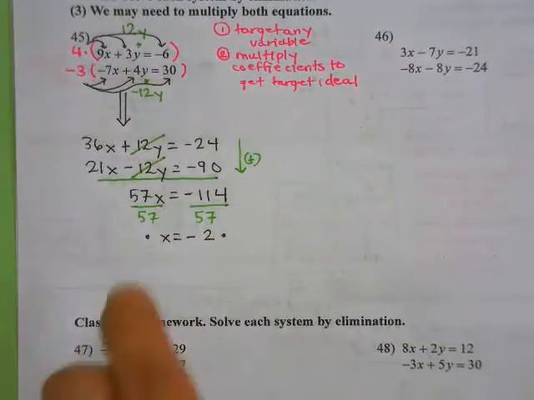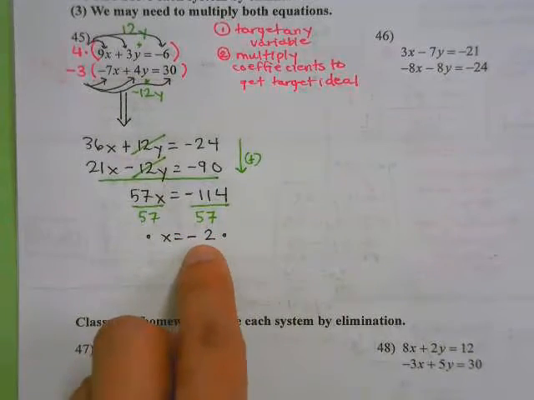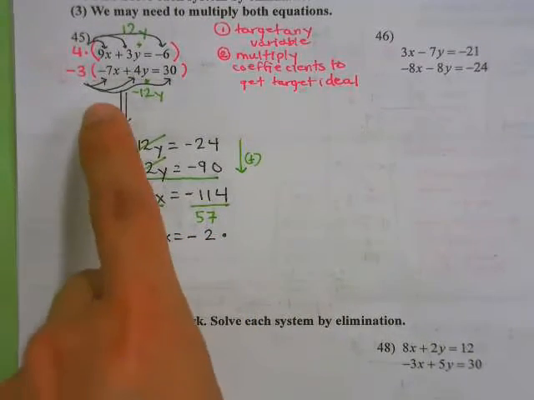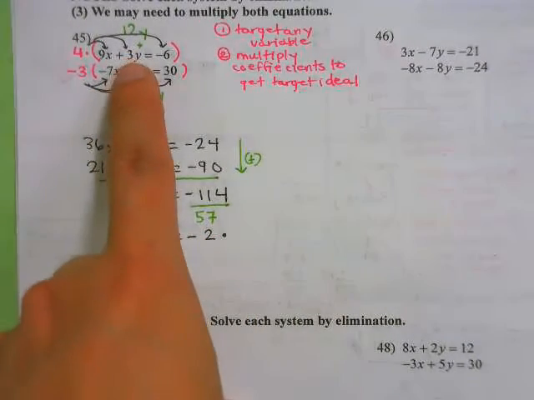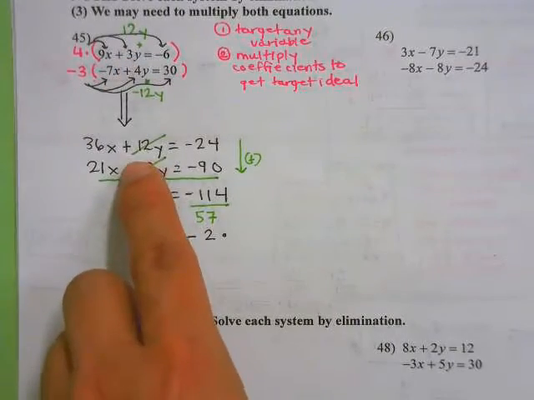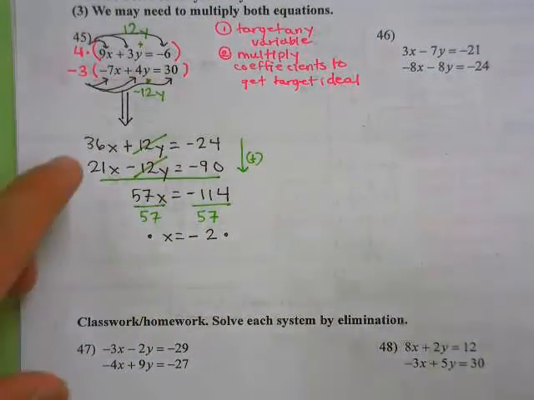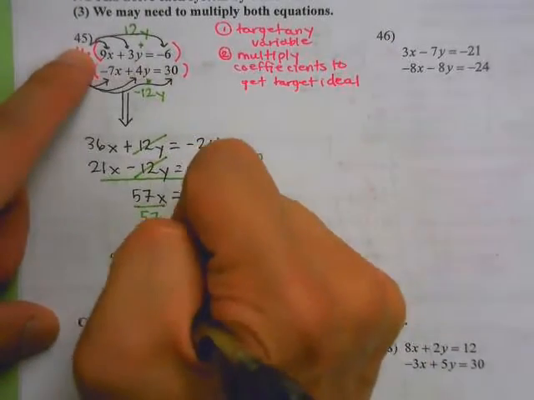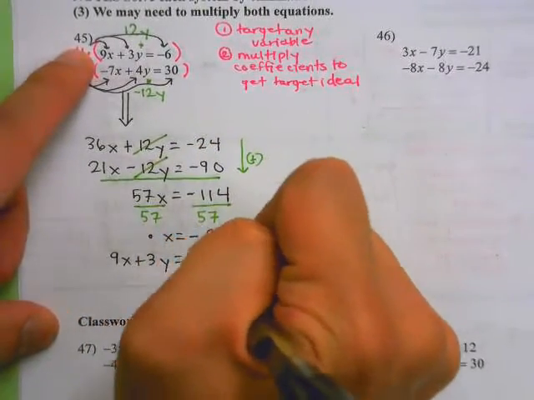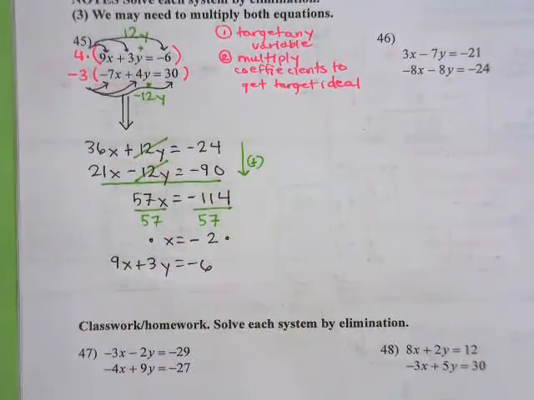The question I get is, Mr. Lucas, there's just so many equations. Where are you going to plug in the negative 2? Just go back to the original equations that were over here. You could go back to the bigger ones, but you want to work with lesser numbers. So I'm just going to go back to the first equation, 9x plus 3y equals negative 6, and we're going to plug that in.